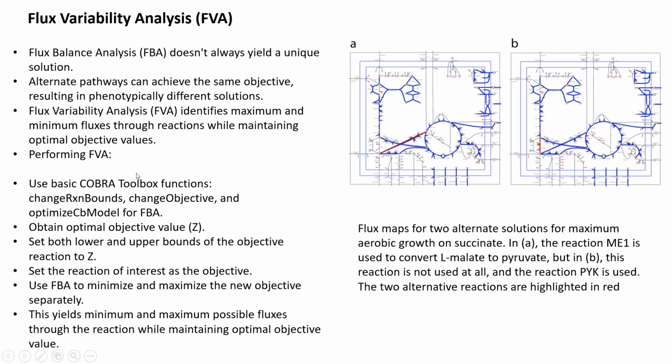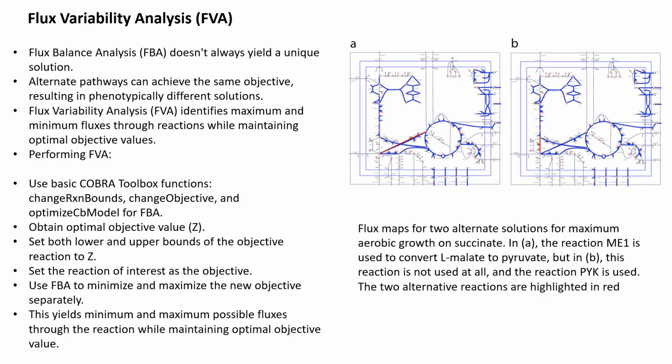Now, this is one example that I have put in for FVA. I'll go through the example and how it works out. Basically, FBA doesn't always yield a unique solution; alternate pathways can achieve the same objective, resulting in phenotypically different solutions. Now, FVA identifies maximum and minimum fluxes through reactions while maintaining optimal objective values. This is what we discussed in the previous slides. Now, how you can do FVA.